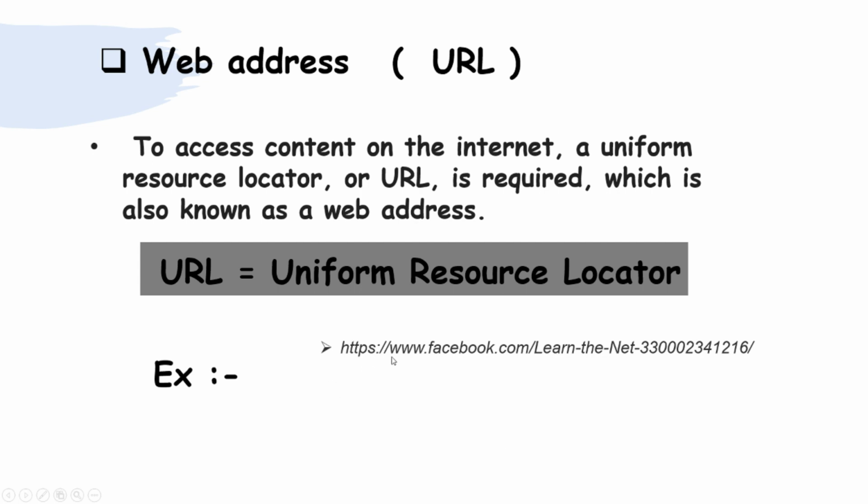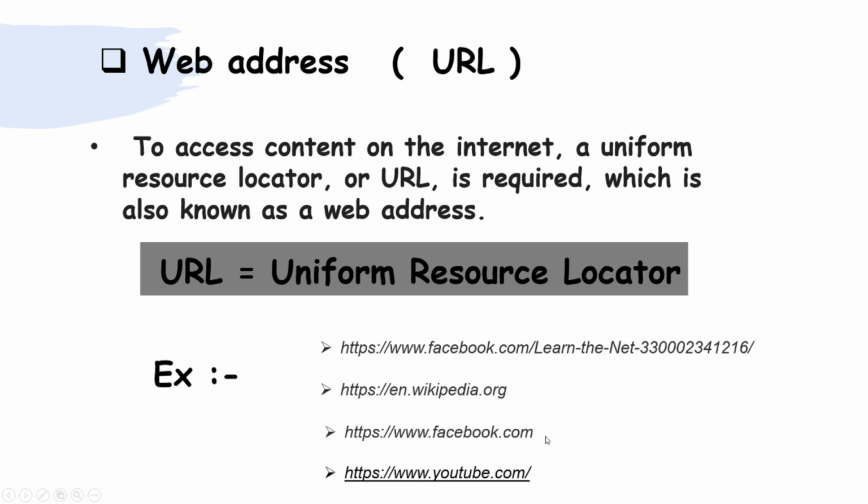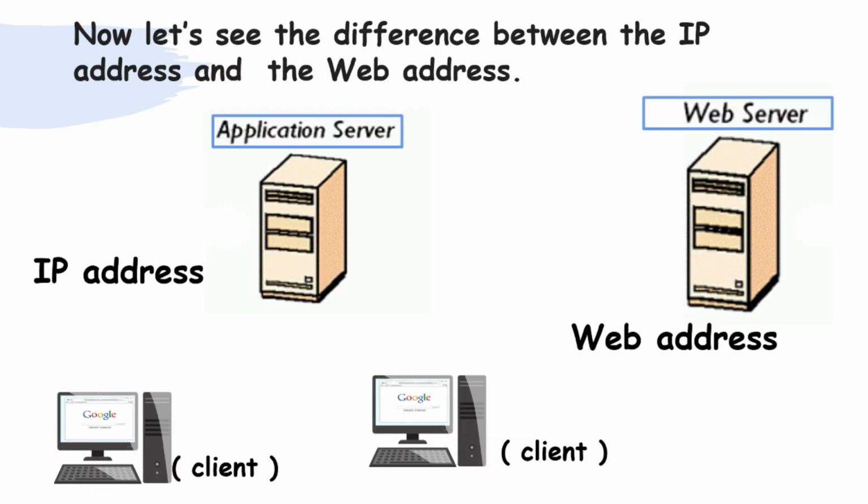https www.facebook.com/ and there are more. This facebook.com is a domain name, but in here there are lots of things. This is a web address. Again, Wikipedia, https wikipedia.org and youtube.com. Right. Now let's see the difference between the IP address and the web address.